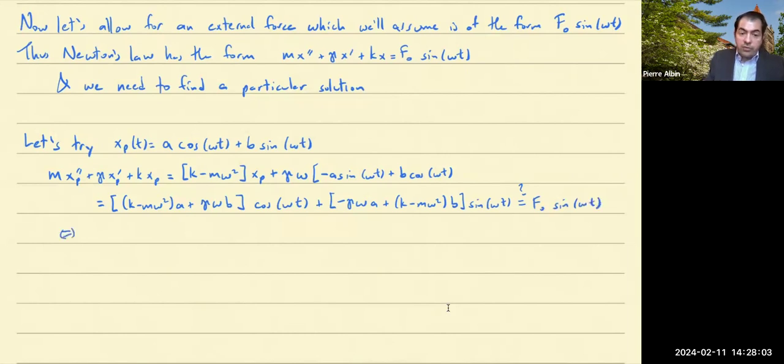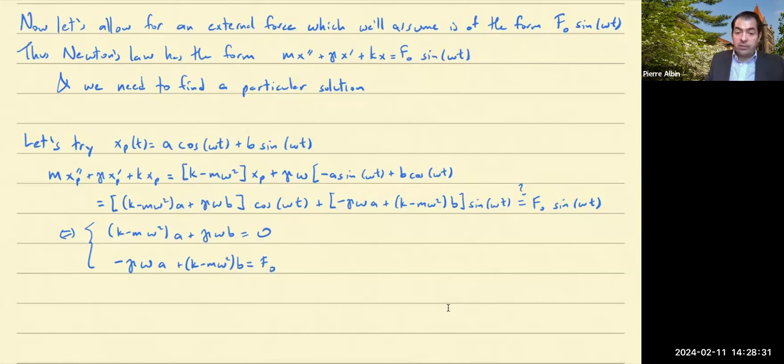Okay, so that leads to a system of equations, just comparing coefficients of the sines and cosines. Comparing coefficients of the cosines, we want this to be equal to 0. And then comparing coefficients of the sine, we should have this equal to F naught.